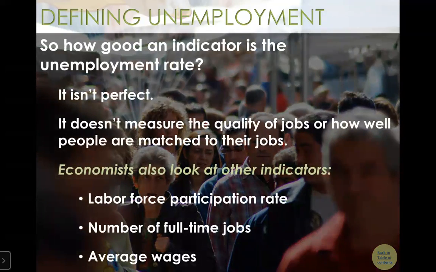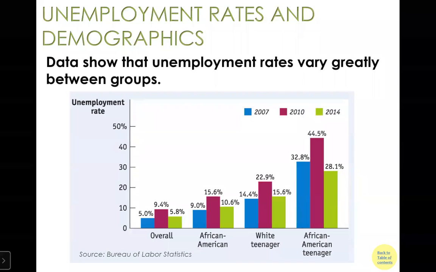Now, here I just summarize what I reviewed. Besides the unemployment rate, we look at labor force participation, the number of full-time jobs, and the average wage. We look at these three additional measures. Why do we do that? It complements what is missing from looking at the unemployment rate by itself.